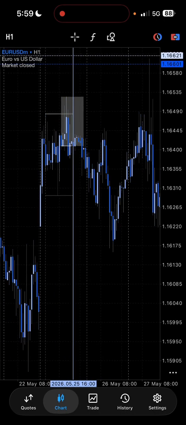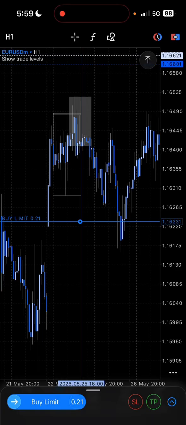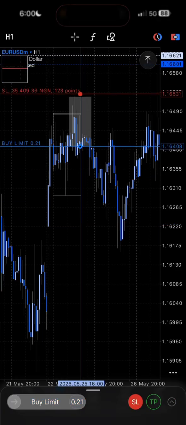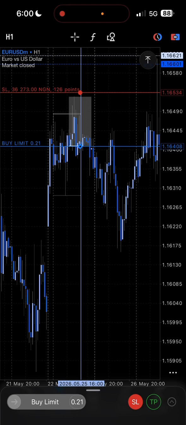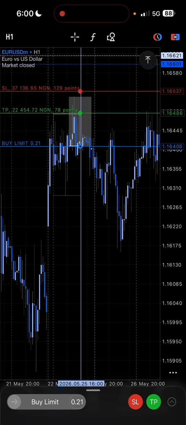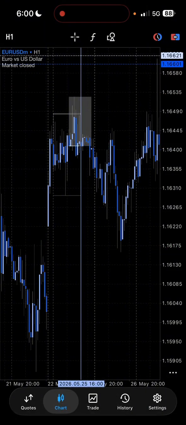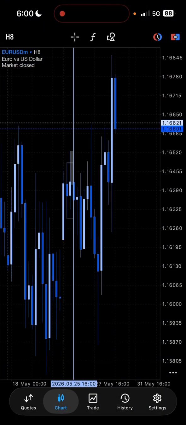As you're seeing, you can sell right here, put your stop loss above, say right here, then your TP at 1:2. Simple. Then let's look for another example so that I can cement this.